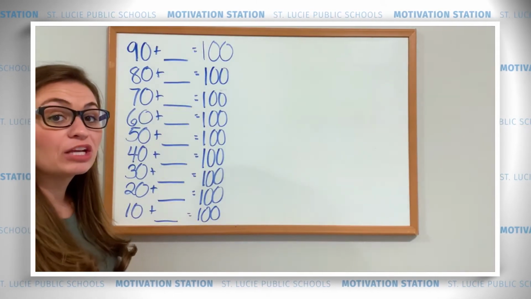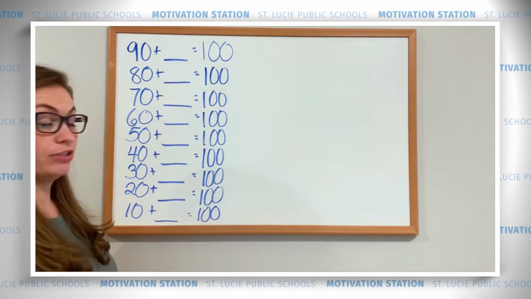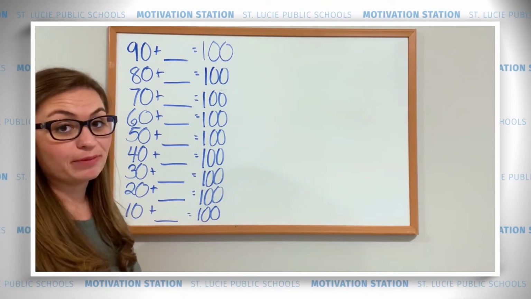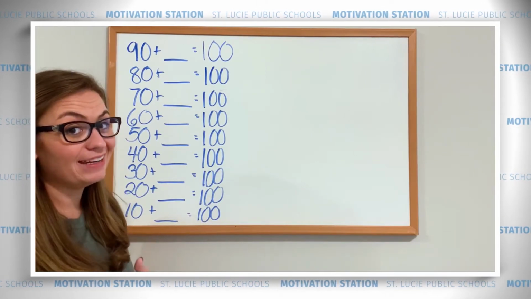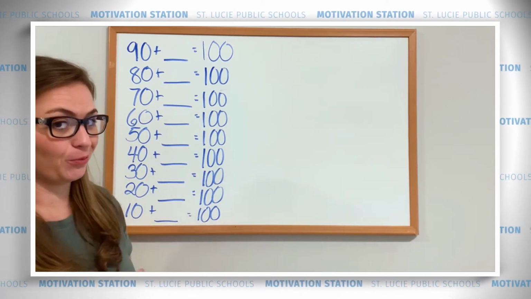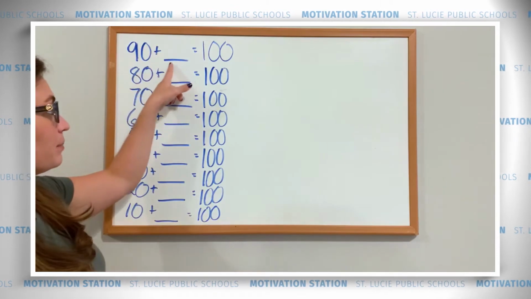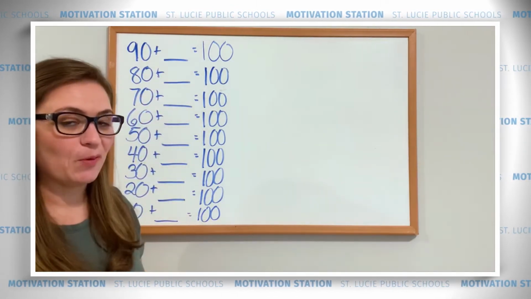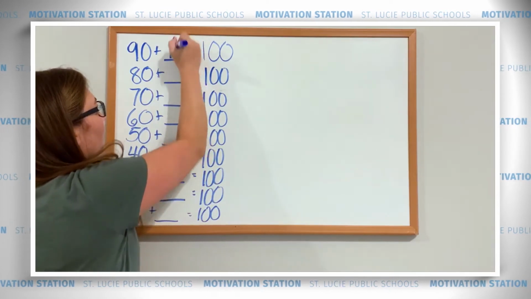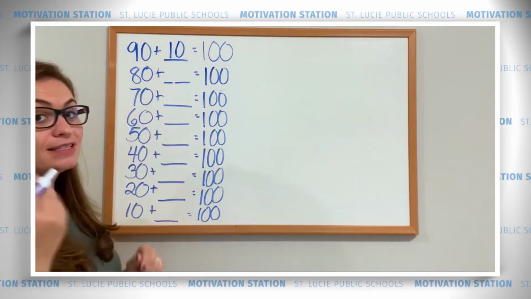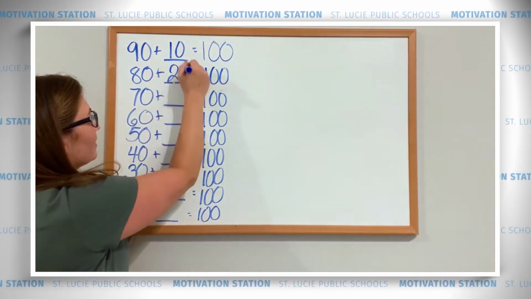Let's start by looking at our numbers that add to 100. You're going to help me fill in these blanks. I bet you can use what you know about what numbers equal 10 to help you figure out what numbers equal 100. 90 plus blank equals 100. What is it? 10. Good job. Okay. 80 plus 20.